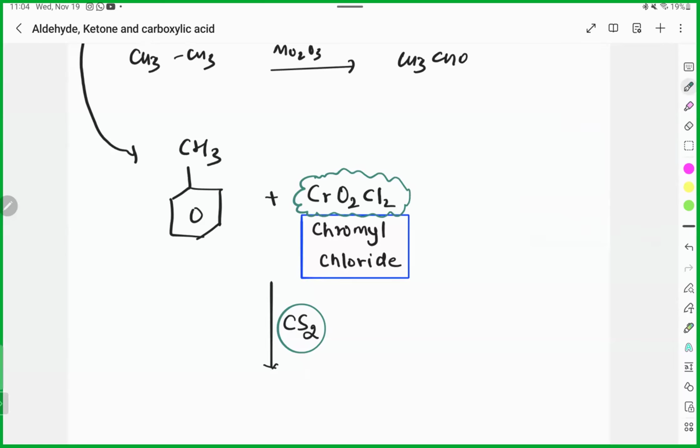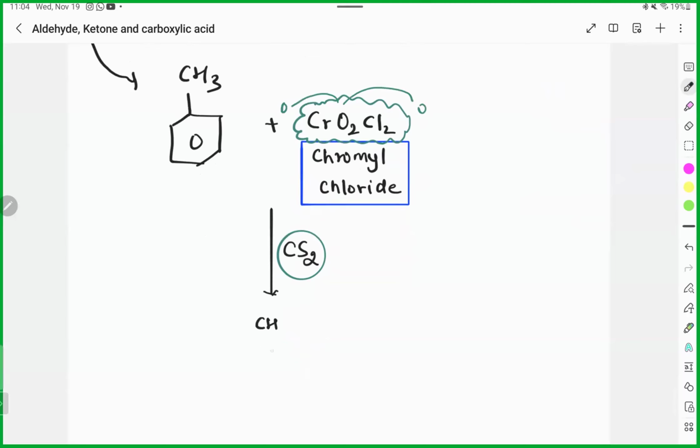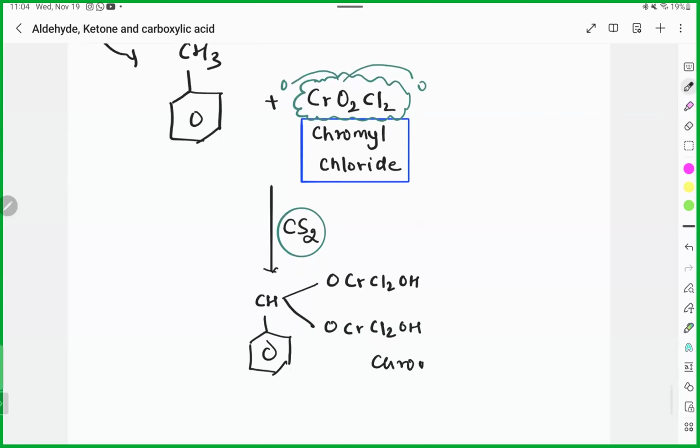In the easiest language, one oxygen goes forward, one oxygen goes backward, and both of them will attach to the carbon. See, O, Cr, Cl2OH. O, Cr, Cl2OH. Like this. Okay, so this is a chromium complex, a complex that contains chromium. Correct?